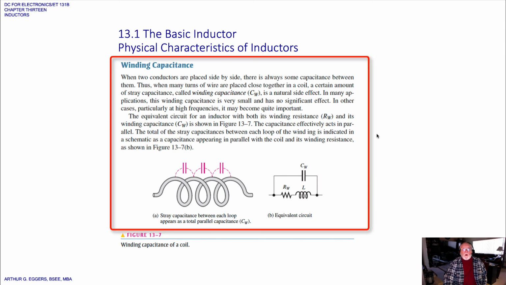Same thing applies for winding capacitance. Again, we've got a distributed capacitance that occurs. The windings will act like plates of a capacitor. So we get winding capacitance as well. And this is a natural effect. The winding capacitance generally is small and has no significant effect. Notice we put the winding capacitance in parallel with the resistor and the inductor that we previously looked at. The equivalent circuit for an inductor with both winding resistance and winding capacitance is shown in the diagram.